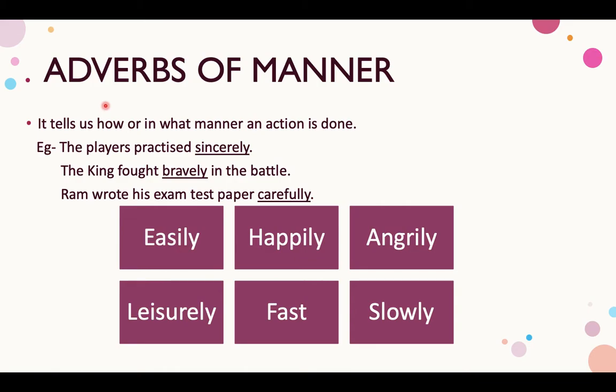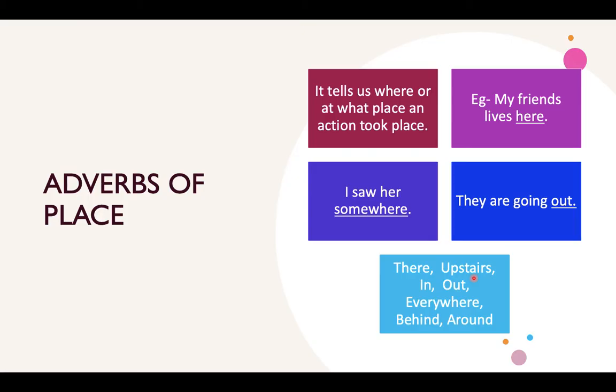Let's learn in detail what is an adverb of manner. It tells us how or in what manner an action is done. Examples: the players practiced sincerely. The king fought bravely in the battle. Ram wrote his exam test paper carefully. So children, all these words like easily, happily, angrily, leisurely, fast, slowly are adverbs of manner because they tell the manner of an action.